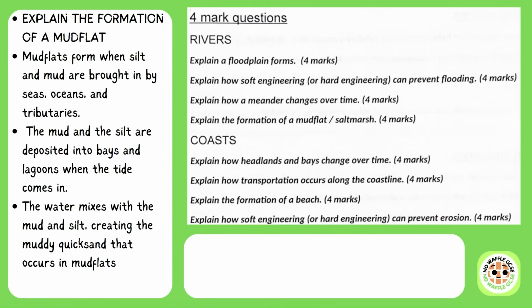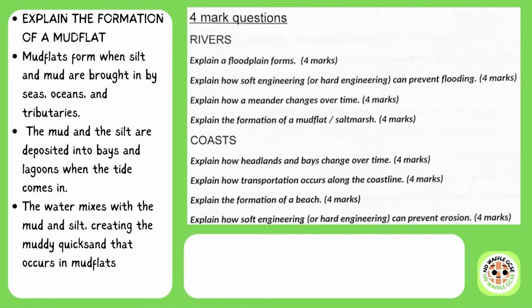Mudflats form when silt and mud are brought in by seas, oceans, and tributaries. The mud and the silt are deposited into bays and lagoons when the tide comes in. The water mixes with the mud and silt, creating the muddy quicksand that occurs in mudflats.